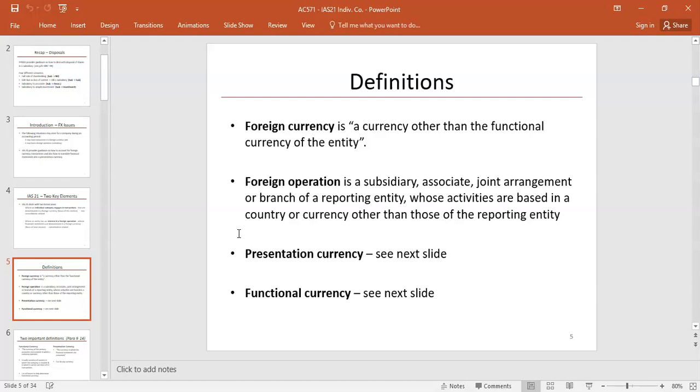And a foreign operation can be a sub, associate, joint arrangement, or anything that's based in a currency other than that of the reporting entity. So from our perspective in AC571, we're interested particularly in a foreign sub. So that could be a US based sub in dollars. It could be a UK based sub in pound sterling. But two of the main definitions that you need to understand are presentation currency and functional currency. And we'll look at those in the next slide.